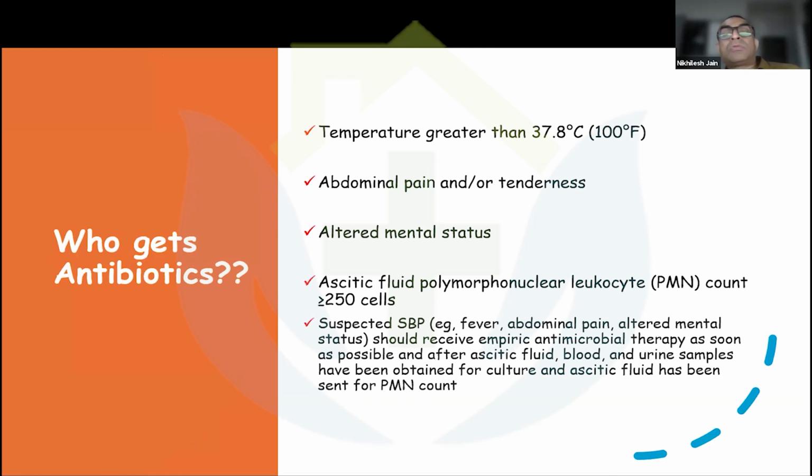Who gets antibiotics? If your patient is having spikes of fever more than 100, concurrent abdominal pain, tenderness, altered mental status, along with a polymorph count of more than or equal to 250 cells, then of course these are the patients who get antibiotics. And when you suspect SBP, such as patients with fever, abdominal pain, and altered mental status, start as soon as possible. And of course, after you're done with your samples, ascitic fluid, blood, urine, and ascitic fluid has actually been sent for polymorph count.